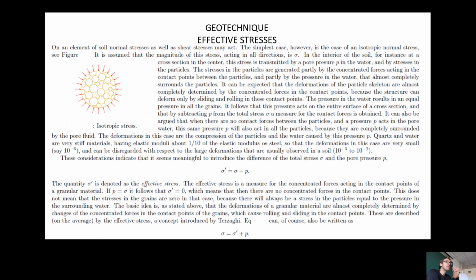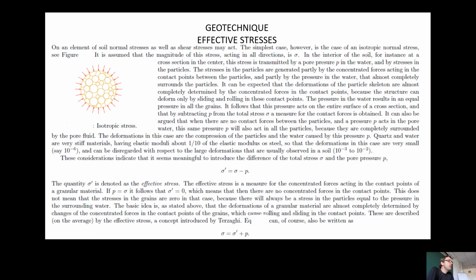These considerations indicate that introducing the difference between the total stress sigma and the pore pressure, so the quantity sigma prime, is denoted as the effective stress, that is of course Terzaghi's principle. The effective stress is a measure for the concentrated forces acting in the contact points of a granular material. And in the case of no water, we can, of course, have the same, so sigma is equal to the effective stress.